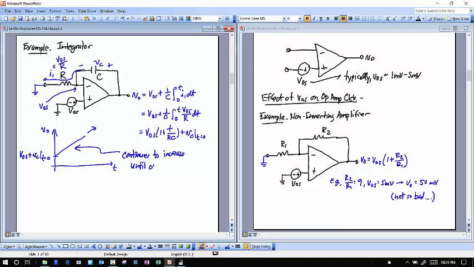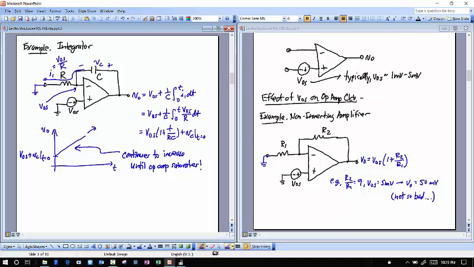Another word for that is to say until the op-amp saturates. Okay, so that's not a good thing. That means this circuit is unusable. You can use it for a very small amount of time, which is the time it takes for this output to go to one of the rails, but that's usually a very small amount of time. So we need to fix this problem.